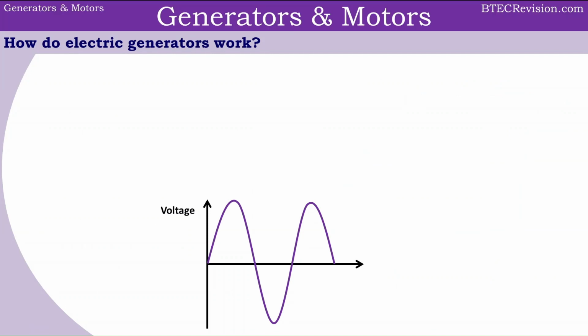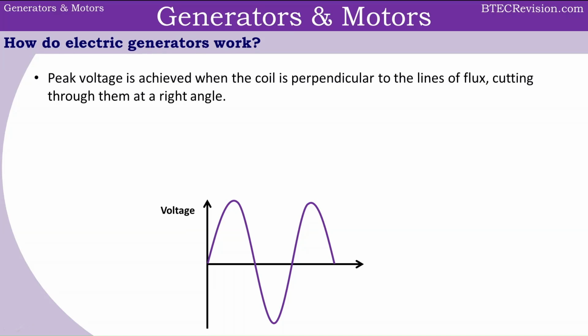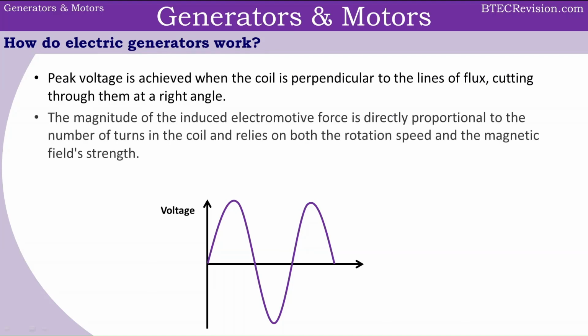As you can see, we have the voltage in the positive direction going down into the negative section. The peak voltage is achieved when the coil is perpendicular to the lines of flux, and that's cutting them at right angles. The size of the induced electromotive force is directly proportional to the number of turns in the coil and relies on both the rotation speed and the magnetic field strength.